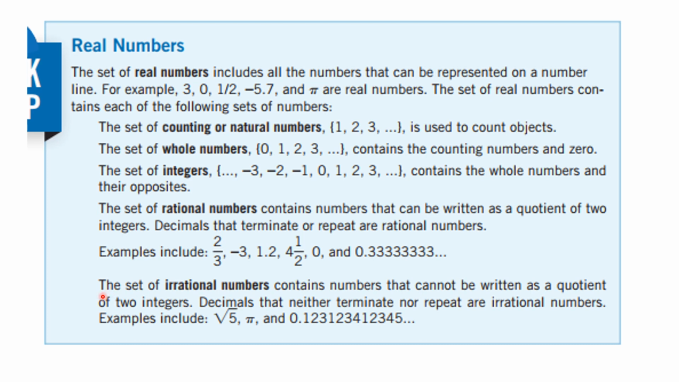But there are numbers that neither terminate nor repeat. So the set of irrational numbers contains numbers that cannot be written as a quotient of two integers. Decimals that neither terminate nor repeat are irrational numbers. And examples include the square root of 5. In fact, the square root of any prime number will be an irrational number. Pi is another, and this number never repeats because we keep going further and further out.